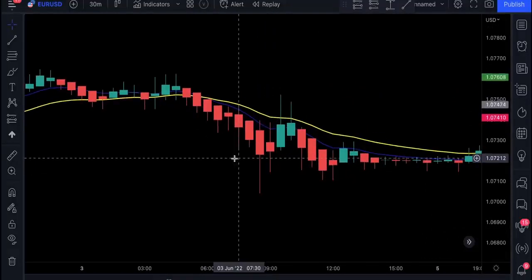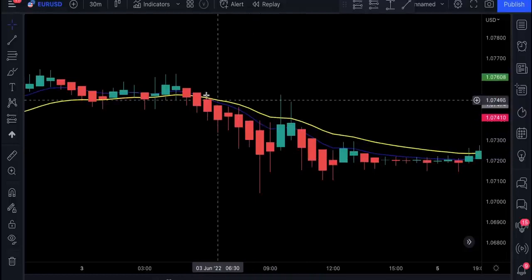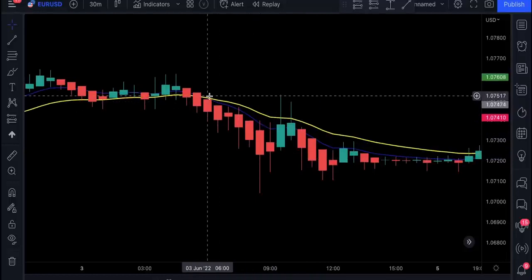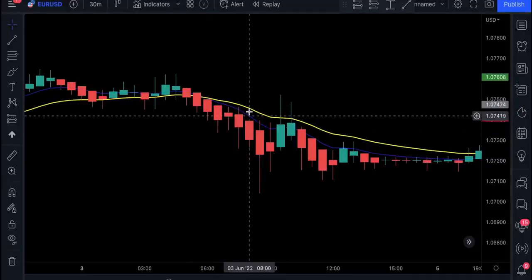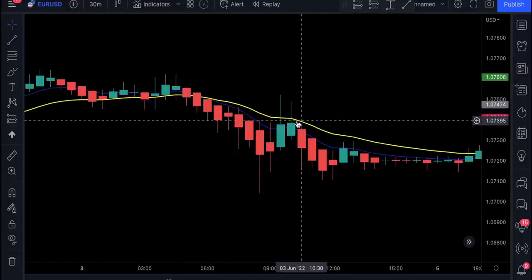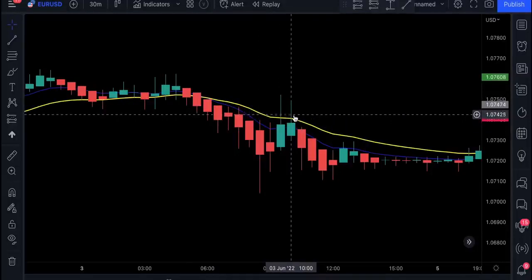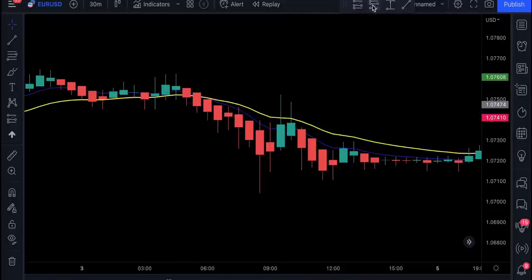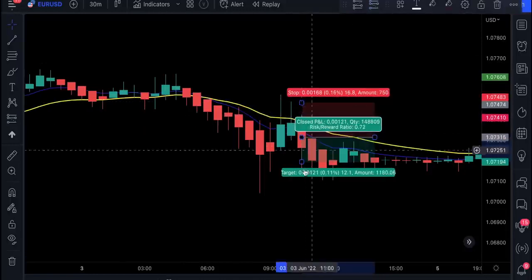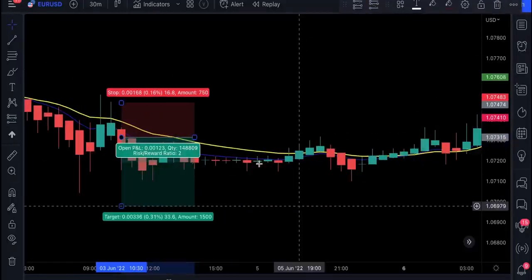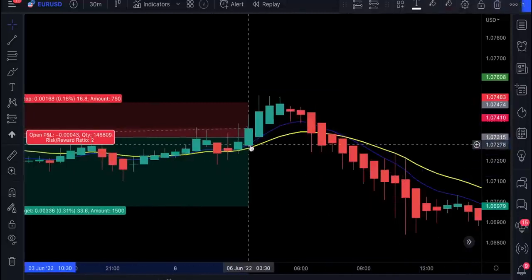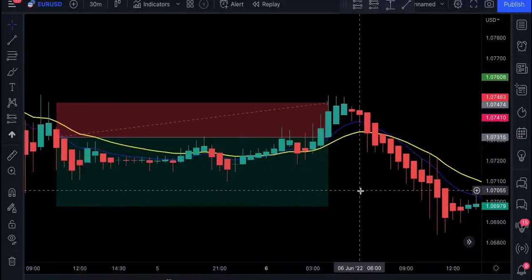Okay, now we have a valid short setup. We see we had a cross. We had at least one bearish Heiken Ashi candlestick that wasn't touching the EMAs. Then we see we had a pullback. The price action did not close above the 18 EMA, so this is a good setup. But unfortunately, this trade didn't turn out to be successful.